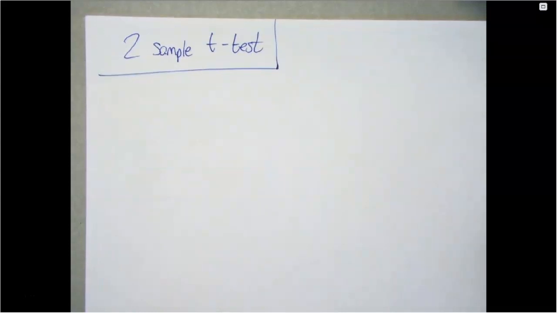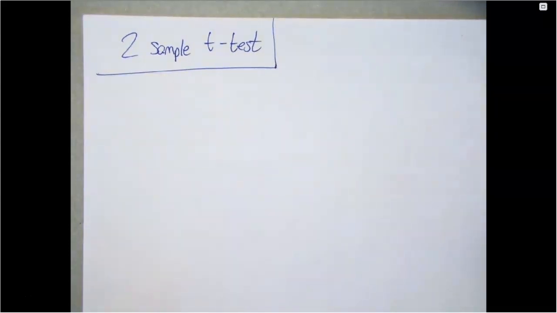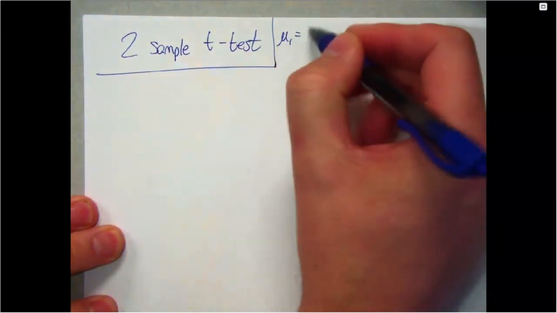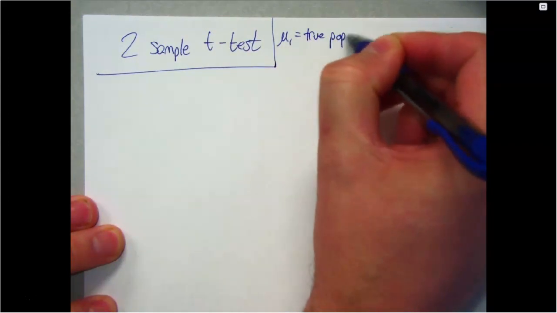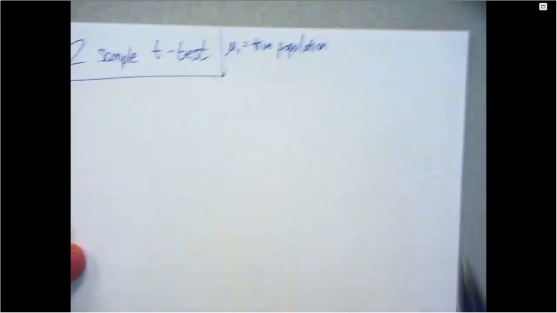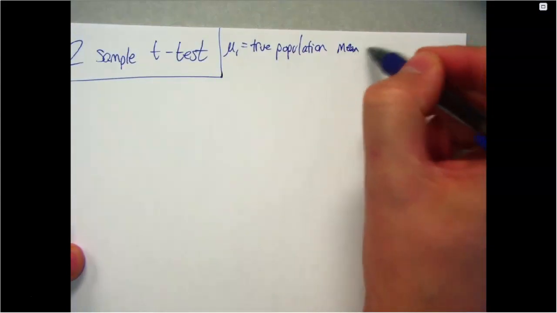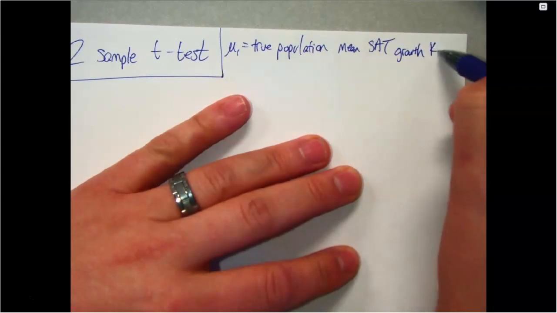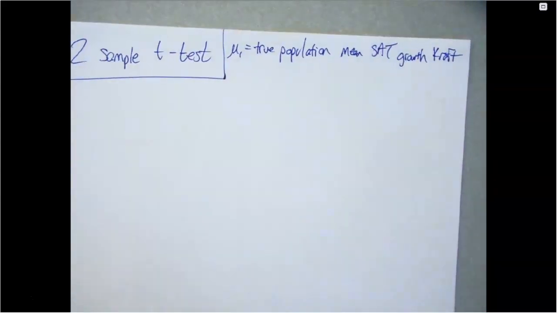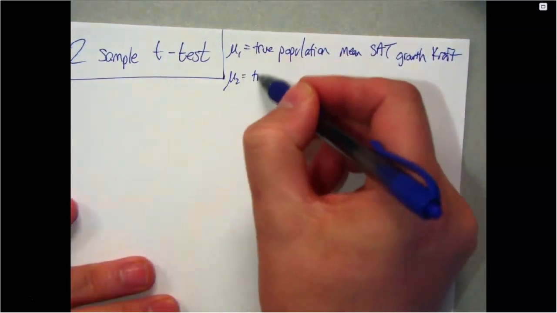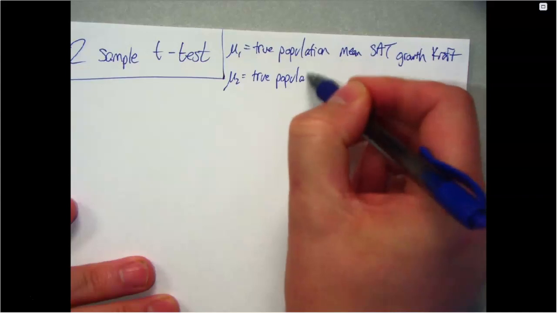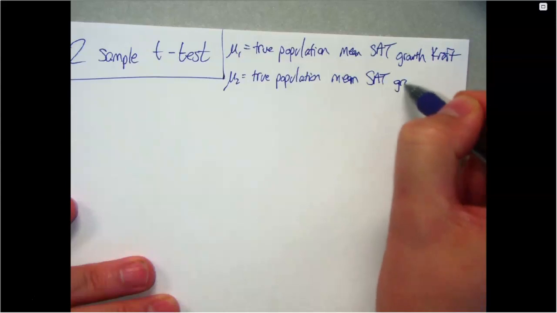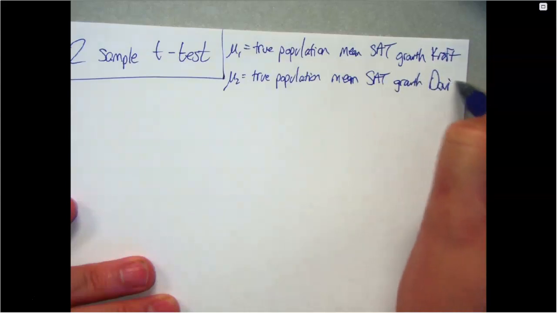We're going to define the two variables, just like we did. We've done this a couple times, like with confidence intervals. So I'm going to say mu1 equals true population mean SAT growth for Kraft, and mu2 equals true population mean SAT growth for Davis.